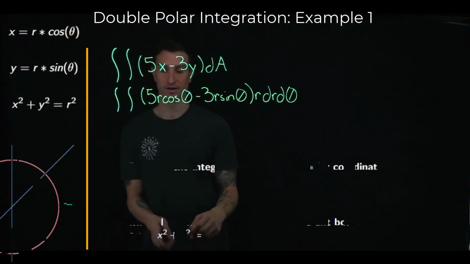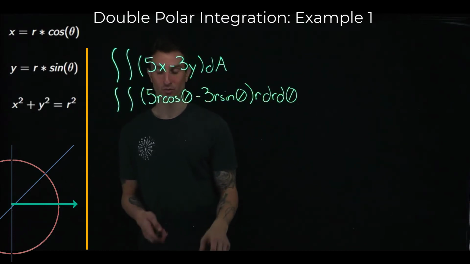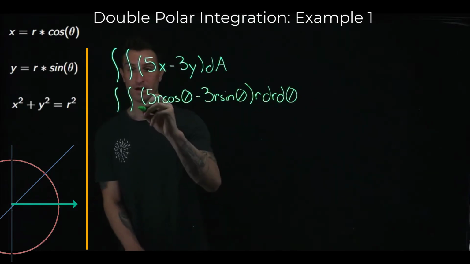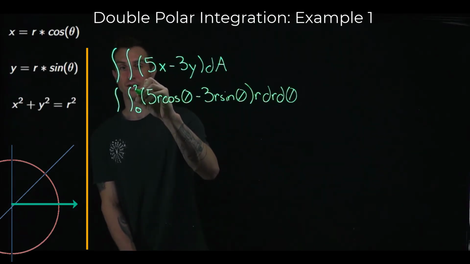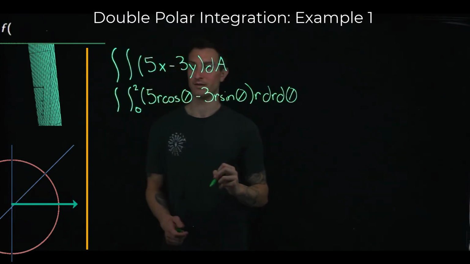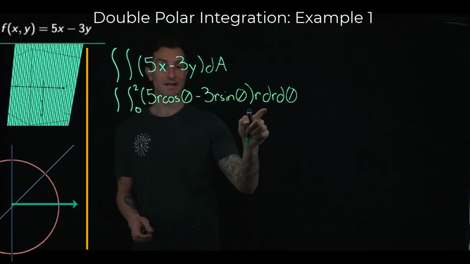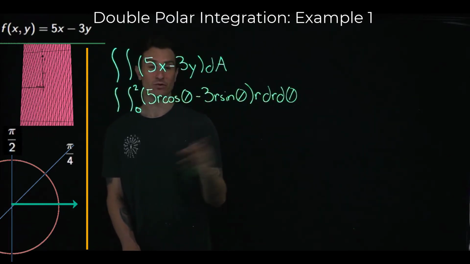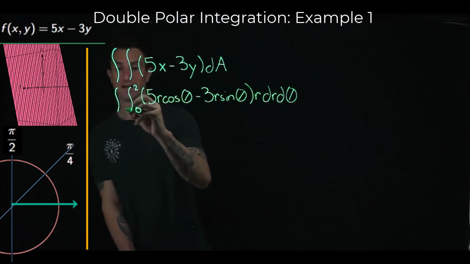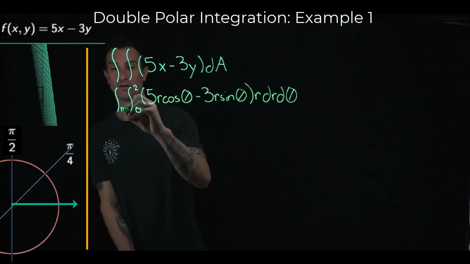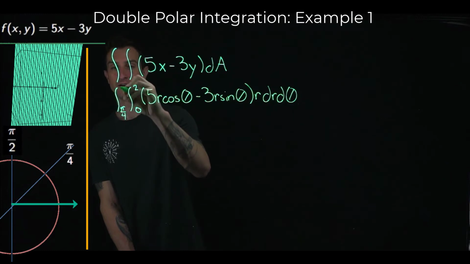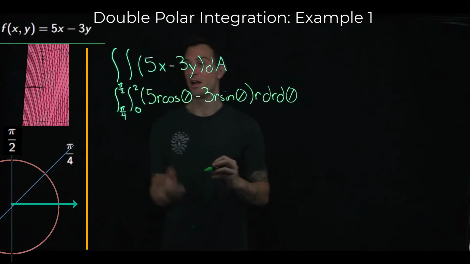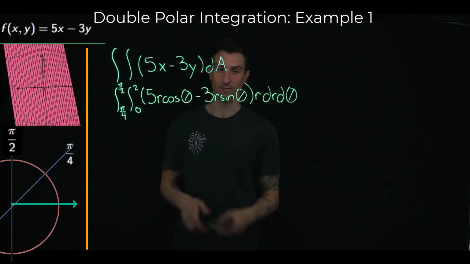If we're looking at the question, it says we're bounded by the circle x squared plus y squared is equal to 4, which means our bounds for our radius, which we're doing first, is between 0 and 2. That is the circle with a radius of 2. For d theta, it says we're bounded by x is equal to 0 and y is equal to x. So if we sketch this out, this is going to be pi over 4 and pi over 2. The pi over 4 is y is equal to x. The pi over 2 is x is equal to 0.